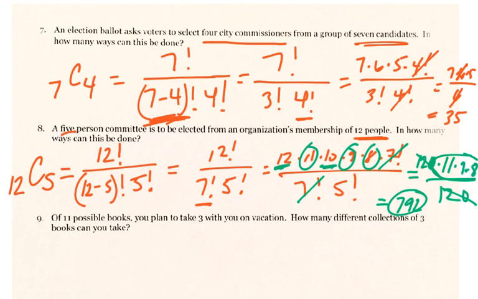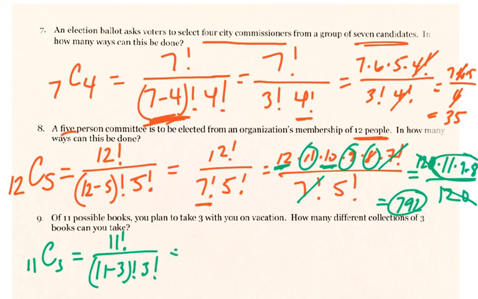Okay, and then the last example we're going to look at is going to be this number 9. Of 11 possible books, you plan to take 3 with you on vacation. How many different collections of 3 books can you take? Well, that's going to be, out of 11, we're choosing 3. So using our formula, we have 11 factorial over 11 minus 3 factorial times 3 factorial.